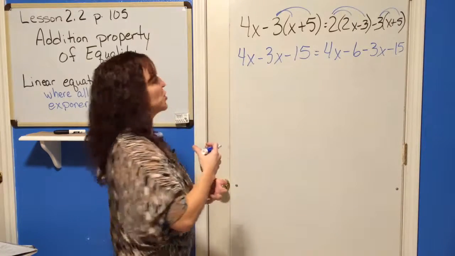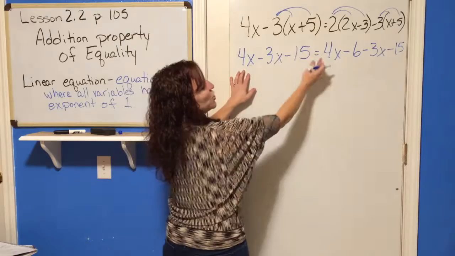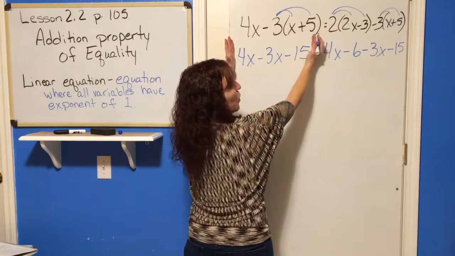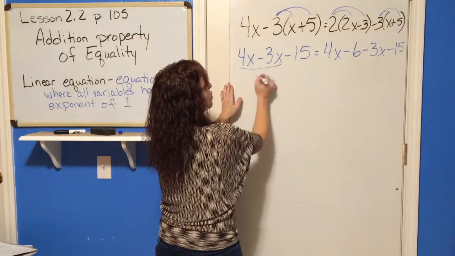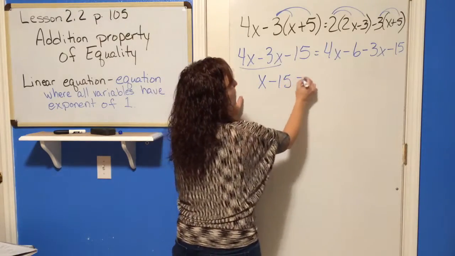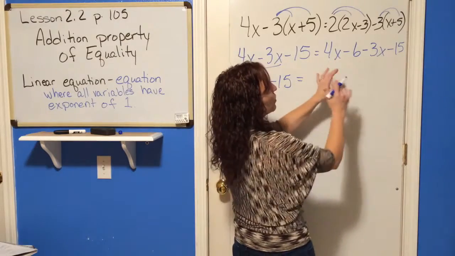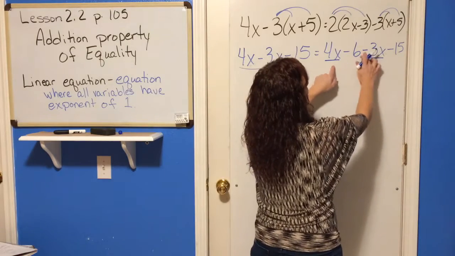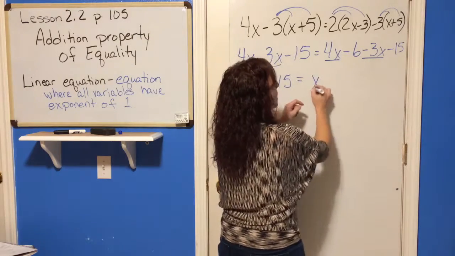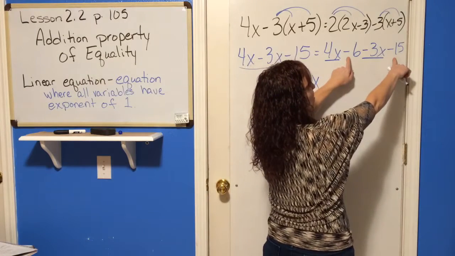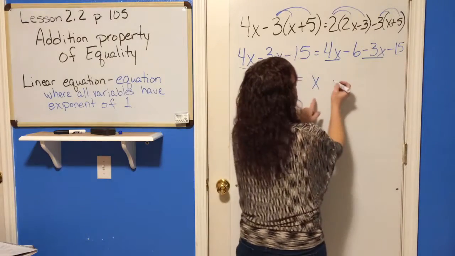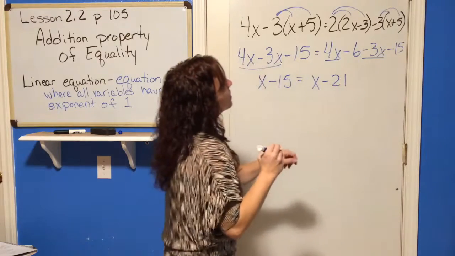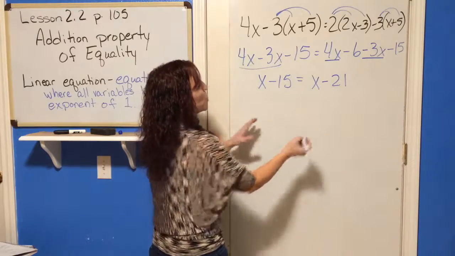Now we just combine like terms. There's the x's. You can't combine them across the equal sign. Don't forget that. You can only combine what's on one side of the equal sign. So 4x minus 3x is just x minus 15 equals, be careful with your signs. This is a 4x and a negative 3. So 4x minus 3x is x. And negative 6 and negative 15, 22, no, 21. Minus 21. Yes. So subtract your x.